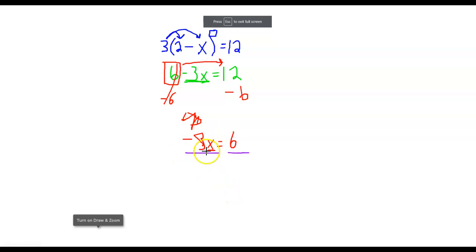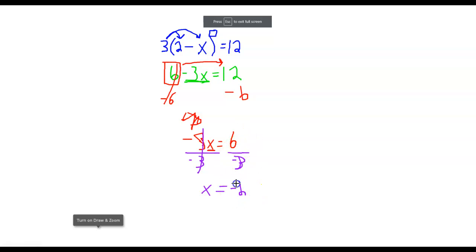So I want to divide negative 3x by something so that the negative 3 reduces to 1. What number divided by negative 3 gives me 1? Well, that'd just be itself. Okay? So if I divide both sides by negative 3, I get x is equal to 6 divided by negative 3.